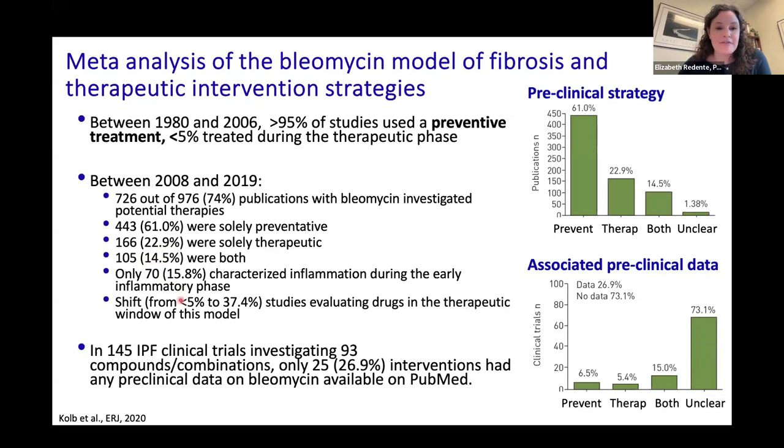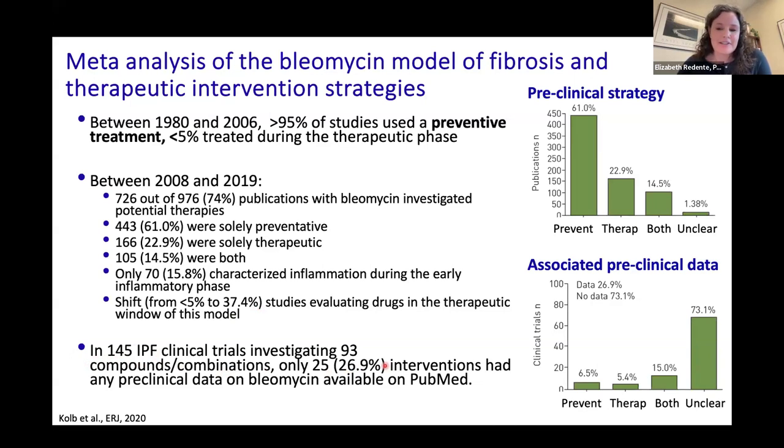So there's been a big shift from less than 5% to almost 40% of studies that are evaluating our drugs in the therapeutic window, which I think is really important and will help the translation of our preclinical studies into the clinic. However, there's another gap that he found in the literature. When he looked at 145 IPF clinical trials that investigated 93 compounds or combinations, only about 27% of these trials had any preclinical data on the bleomycin model available in PubMed.